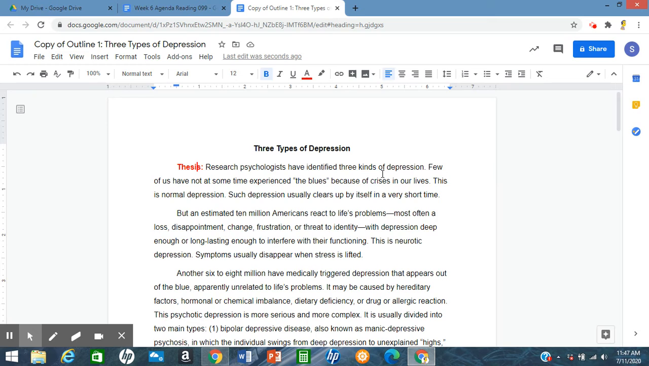Then we go with, so what are those 3 kinds of depression? This right here alone will indicate to you this is a list. This is called a list word. 3 kinds of depression. So we know that each topic sentence is going to deal with the kinds of depression. So in this first paragraph, what was this depression called? And that's where it's called normal depression.